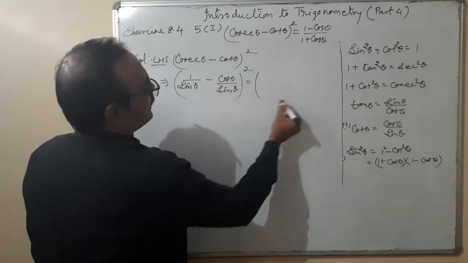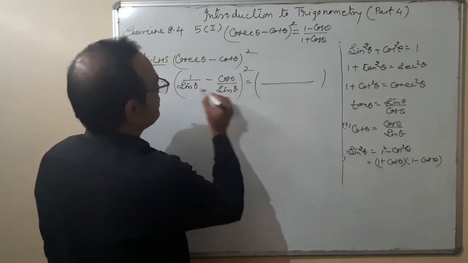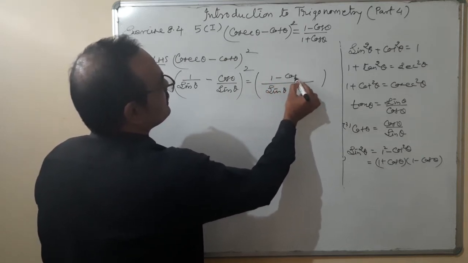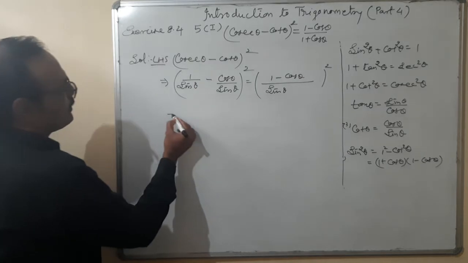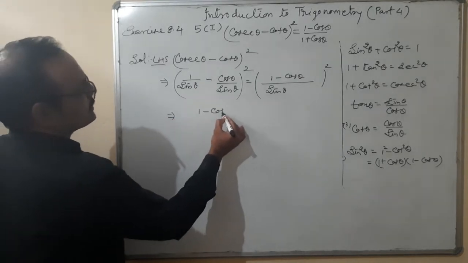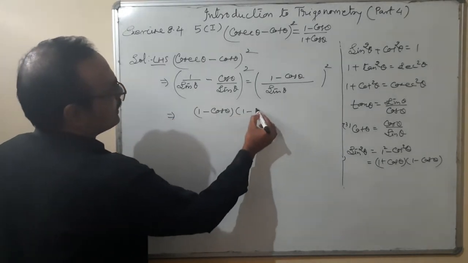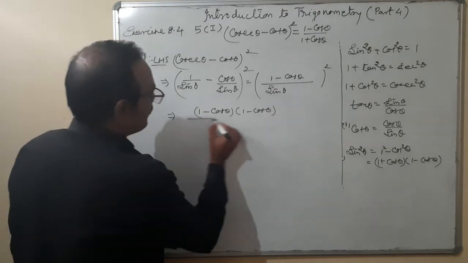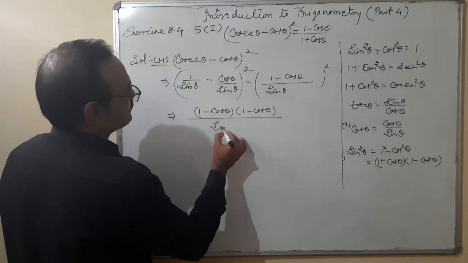Okay. Taking LCM inside the bracket, sine theta, 1 minus cos theta, it is whole square. So that means it is 1 minus cos theta, 1 minus cos theta, because 1 minus cos theta whole square can be written 2 times upon sine square theta.